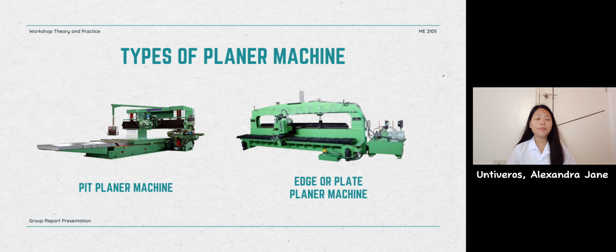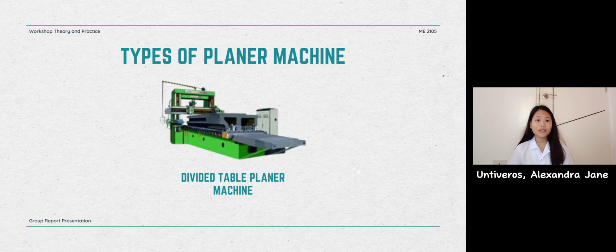Fourth is the edge or plate type planer. This machine is intended primarily for planing the edge of lengthy plates or sheets. It has a small table and appropriate tool heads for precision edge work. And last but not the least is the divided table planer. This machine features a segmented table that may be individually adjusted to different levels. This allows for the simultaneous machining of many workpieces, increasing productivity and decreasing setup time.